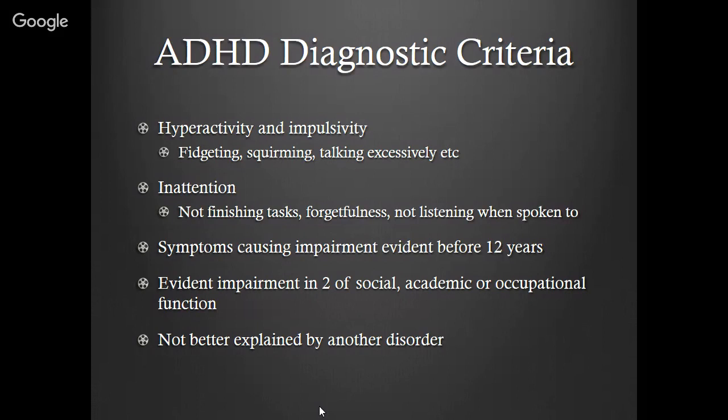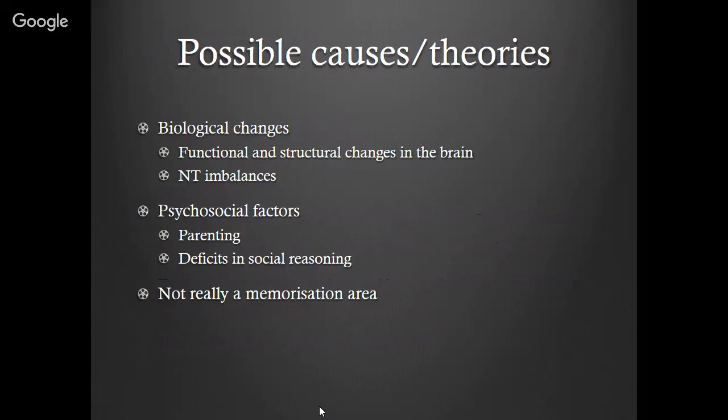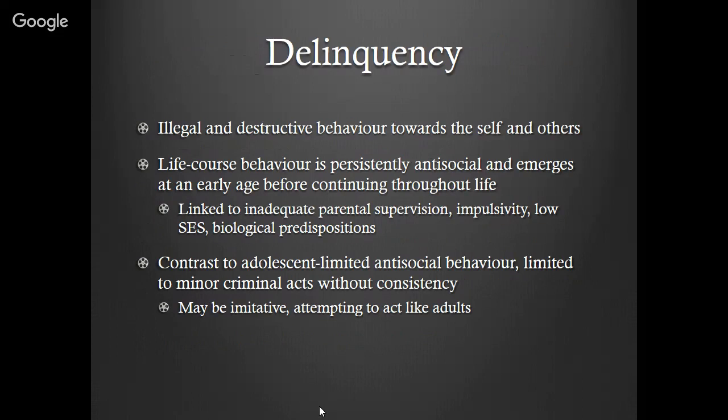A key criterion for everything is that it has to be affecting people's function. So they need to be finding difficulty with work or school or social function, anything like that. And then it has to not be better explained by something else. Also a criterion of every single diagnosis. Yeah, so these are some ideas about what might be causing it. It could be biological, psychosocial, but no one really knows.